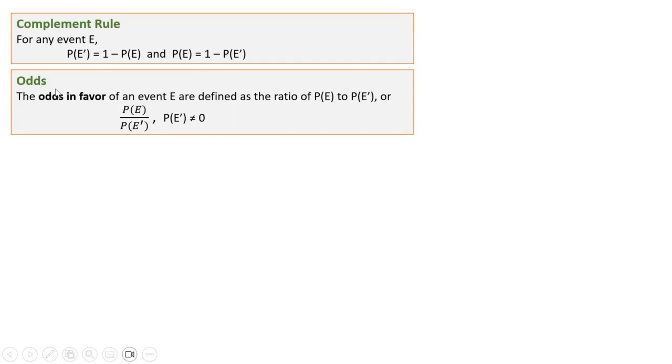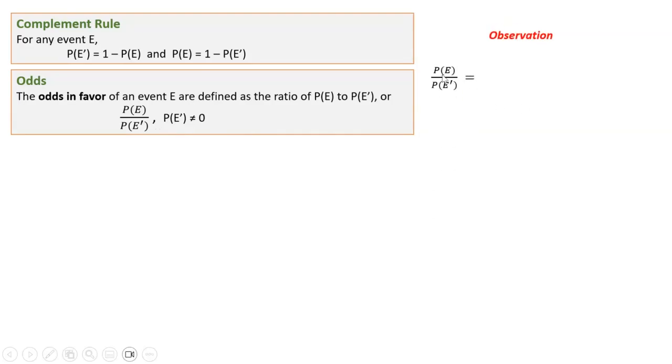Okay, now for the second part, odds in favor. The odds in favor of an event E are defined as the ratio of P of E to P of not E, or P of the complement of E. So this is my formula here, guys. Let me show you how we're going to derive this formula.